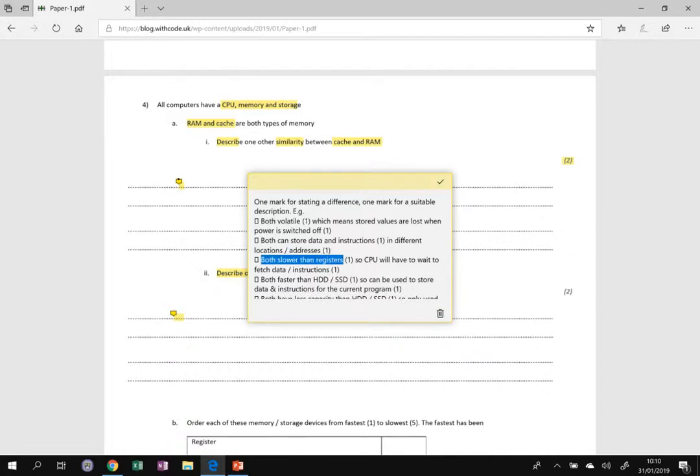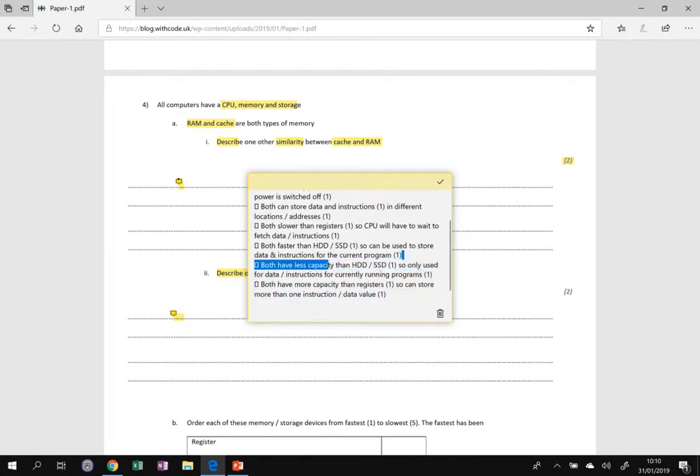Both are slower than registers. Remember, registers are really fast storage, so the CPU has to wait a lot longer compared to registers to fetch or write data or instructions. Both RAM and cache are faster than a hard disk or a solid state drive, so the data instructions can be stored for the current program.